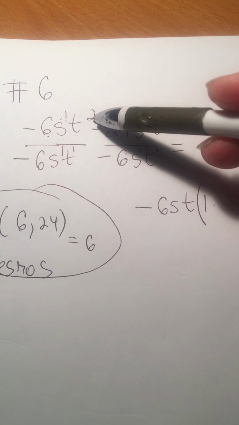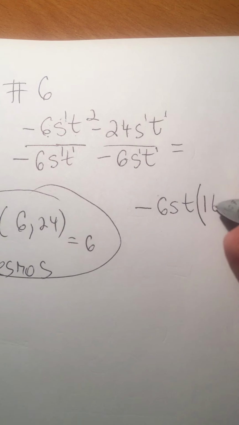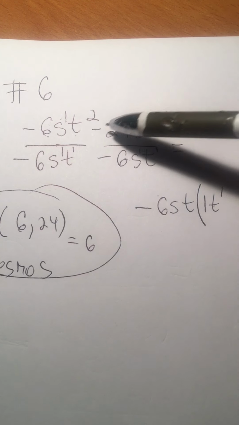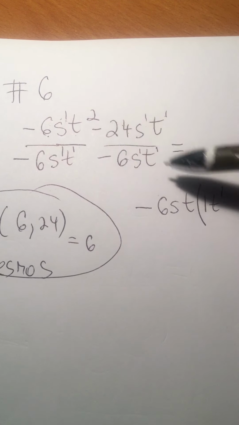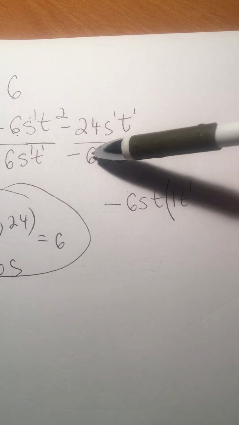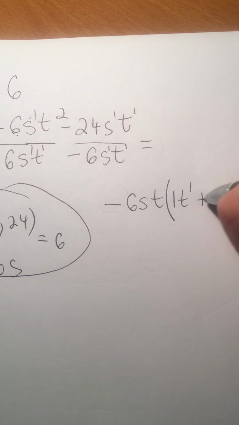And then 2 minus 1 is just T to the first power. Okay. All right, don't pre-write anything here right now because they are both negative, so it's going to change. So the second part of this equation, negative 24 divided by negative 6, is plus 4.